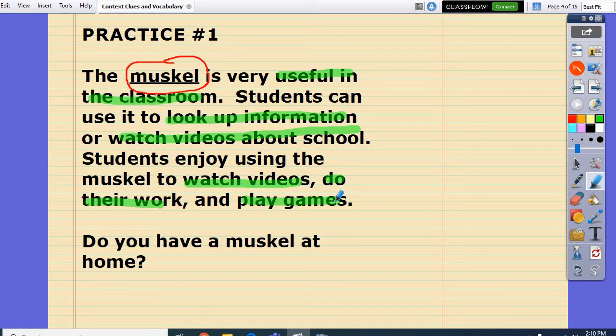So what do you think a muscle is? Yeah, I think it's like a tablet or a computer, because you can do all those things on a tablet or a computer. So I think a muscle would be that. And we just use the clues to help us.